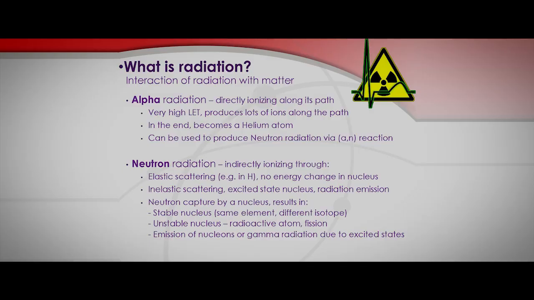Then there's inelastic scattering, where the nucleus gets part of that energy of the neutron, gets excited, and then again emits radiation, for example, in the form of a photon again. Or the neutron can even be captured by a nucleus, which could result in a stable nucleus, so a different isotope of an element, an unstable nucleus, so a radioactive atom, or even in fission of the atom, splitting it into multiple pieces. After that, there may be multiple emissions of more photons or particles.